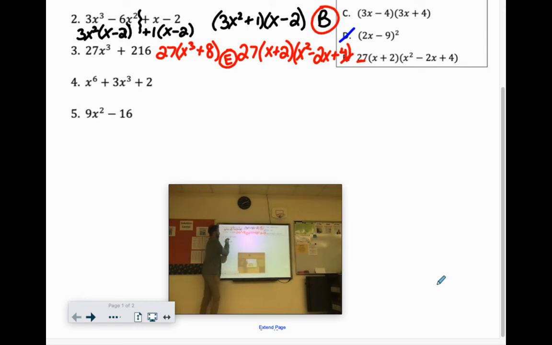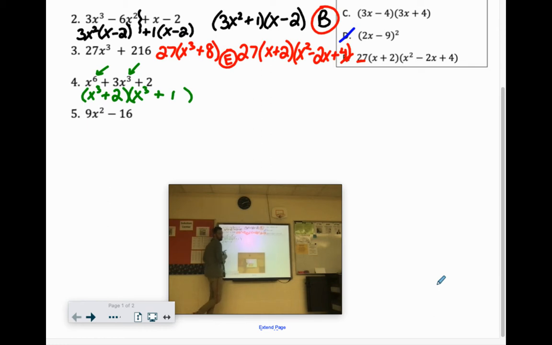The only difference here is you'll see this exponent is 6. Usually it was like 2 and this was 1. So it's not bad. It's just the same thing except we'll cut this exponent in half so it'll be x to the third in both parentheses. So now let's just pretend like it's x squared plus 3x plus 2, with factors of 2 that add up to 3, being 2 and 1. So x cubed plus 2, x cubed plus 1.